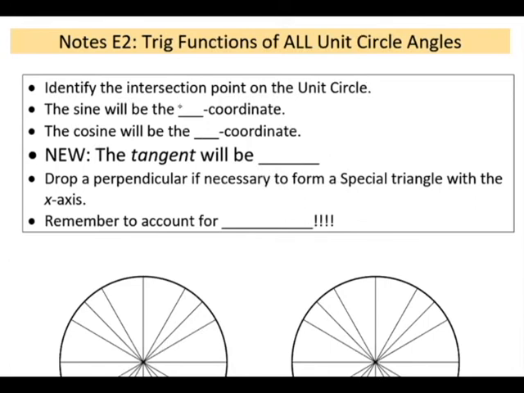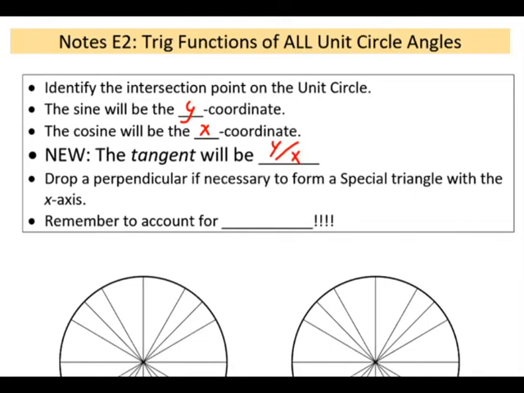The sine is still the y-coordinate, and the cosine is still the x-coordinate. The tangent is something that we didn't do last unit. It's just going to be y over x. We can form triangles if we need to. Some angles we won't even need a triangle.